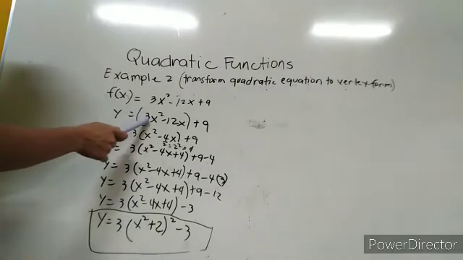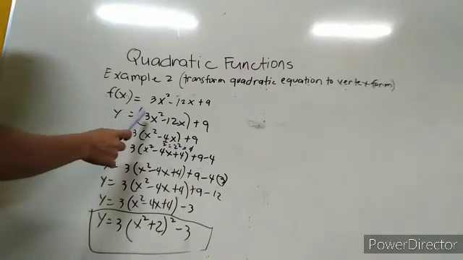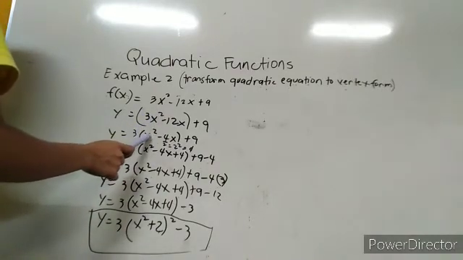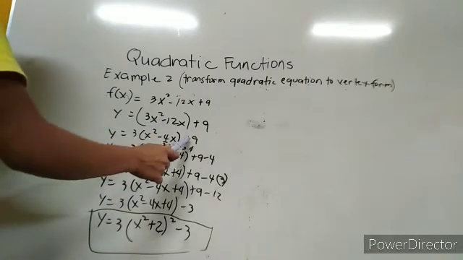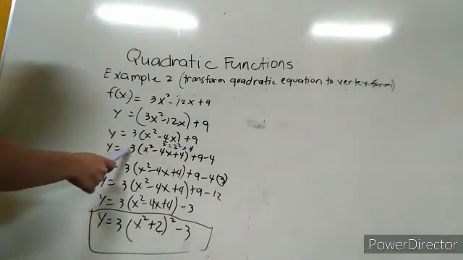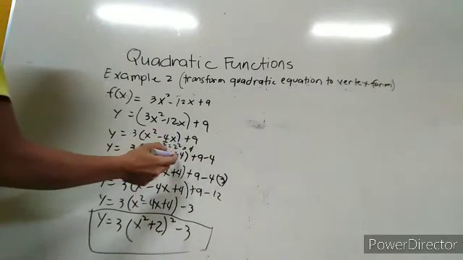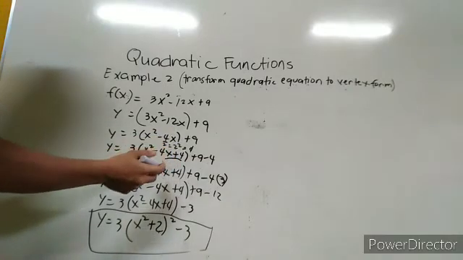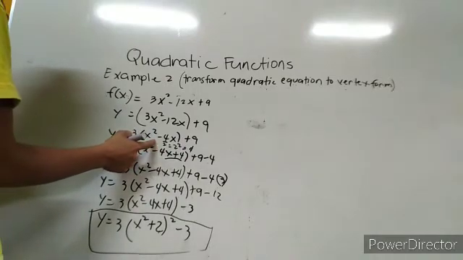Now factor out the numerical coefficient of x squared, factor out 3. We have y equals 3 times x squared, since 3x squared divided by 3 is x squared. Then negative 12x divided by 3 is negative 4x. Then plus 9. So y equals 3 times x squared minus 4x, plus 9, and we need plus 4 inside.